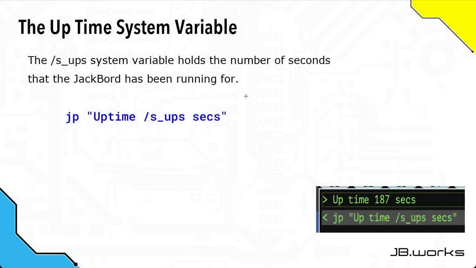Next, we're going to have a quick look at using gauges with variables. So the variable we're going to look at is the S_UPS or system uptime variable. And this basically holds the number of seconds that the JackBord has been running. So if we enter this command at the command prompt, we'll get this result. So in this case, it's telling us the JackBord has been running for 187 seconds.